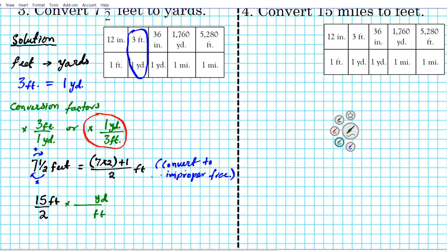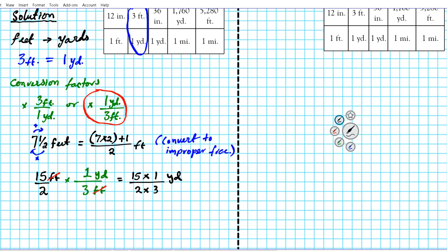You're going to have 1 yard per 3 feet. So check this out. We're going to have some cancellation action happening. Feet and feet cancel out. Perfect. Multiply across, we'll have 15 times 1 divided by 2 times 3. And we have yards as the units that's left because the feet got canceled out. When we simplify that, we're going to have 15 times 1, which is just 15.